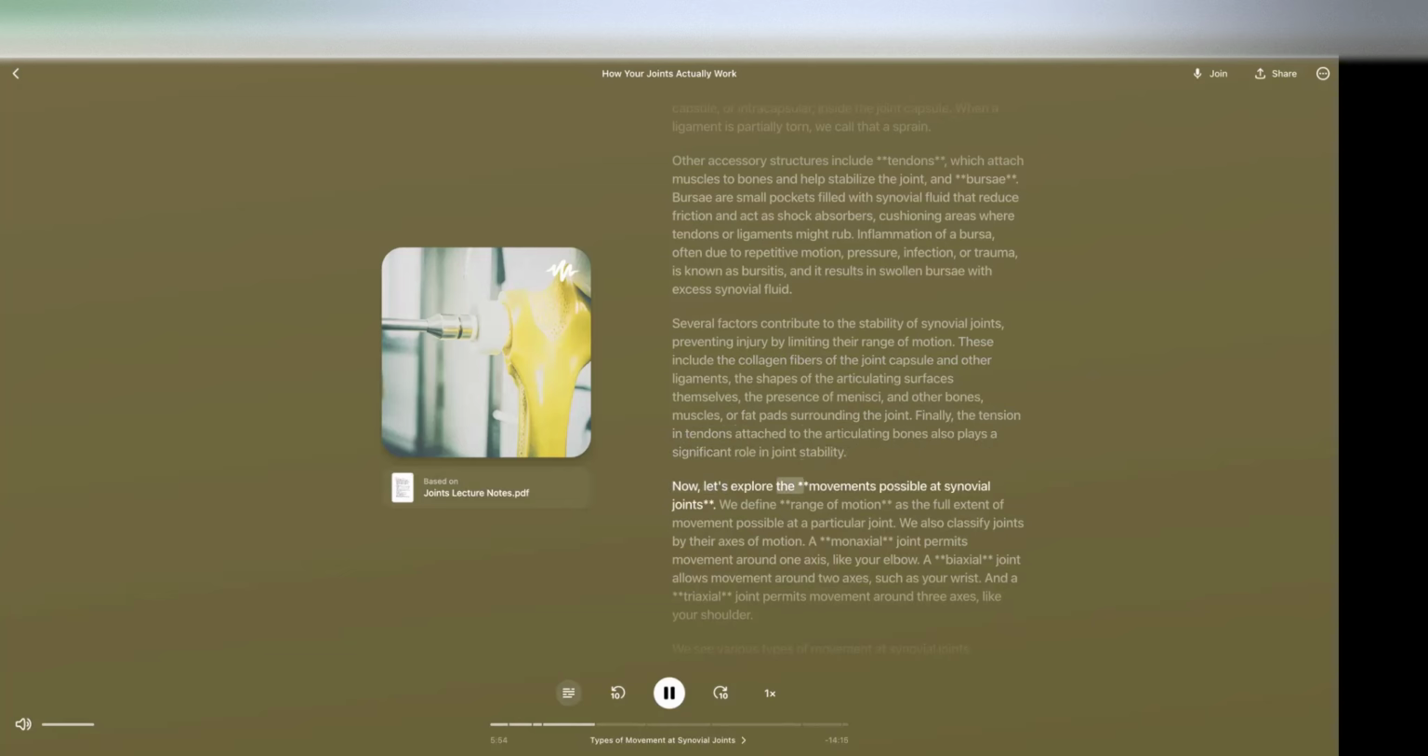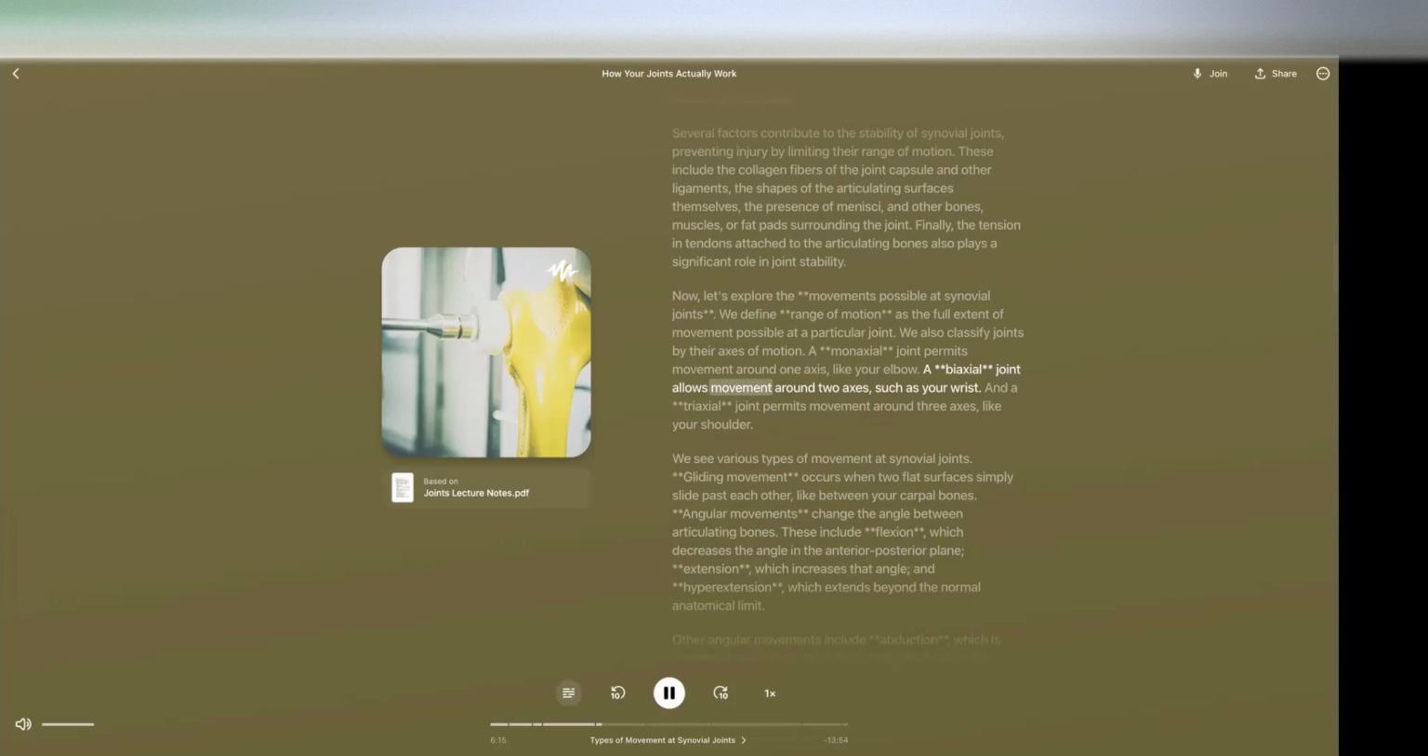Now, let's explore the movements possible at synovial joints. We define range of motion as the full extent of movement possible at a particular joint. We also classify joints by their axes of motion. A monaxial joint permits movement around one axis, like your elbow. A biaxial joint allows movement around two axes, such as your wrist. And a triaxial joint permits movement around three axes, like your shoulder.